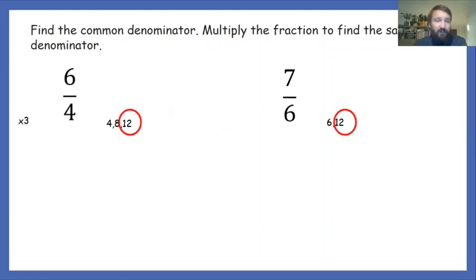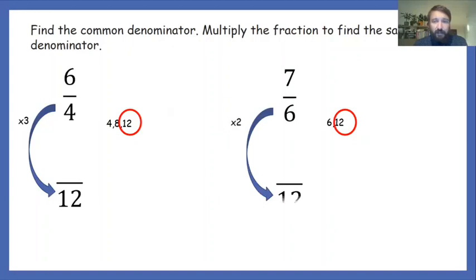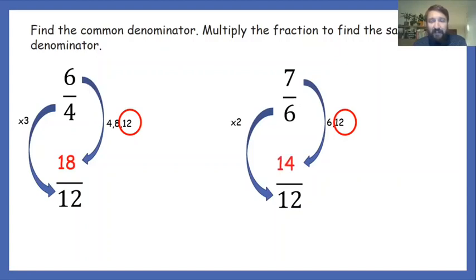Whatever I do to my denominator, I'm going to do exactly the same to my numerator. I'm doing both the fractions here, so you can see 4 times 3 would give me 12, and 6 times 2 would give me 12. Then I must do 6 times 3 and 7 times 2, giving 18 over 12 and 14 over 12. And I'm sure you managed to get that.